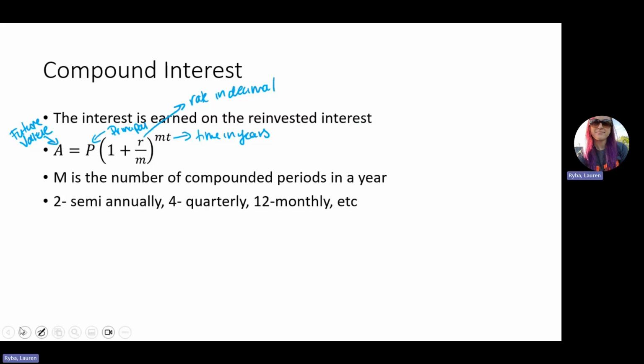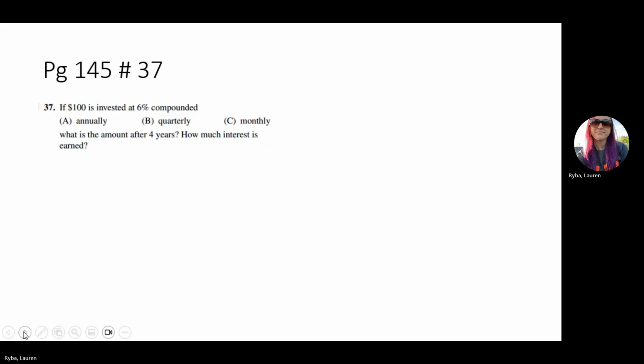We will start with the easiest ones of just trying to find our future value. It says if $100 is invested at 6% compounded, we're going to do 3 options: annually, quarterly, and monthly. What is the amount that you're going to have after 4 years? And then how much interest did you earn? So option 1 is going to be annually. I am solving all of these for A, but I'm going to change the M, or the number of times I get interest in the year.